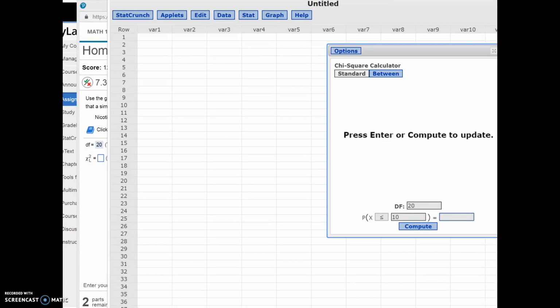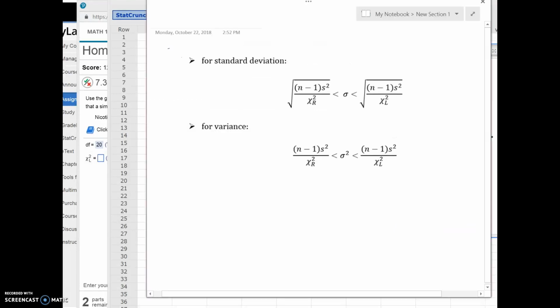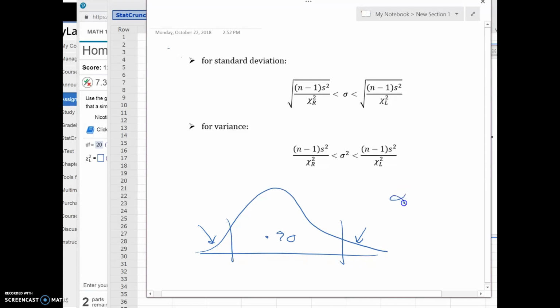And since we're using a 90% confidence interval, just like before, even though it's skewed, it's going to look more like this. You still split it up the same. You've got 0.90 in the center, and then the tails have what's left over. So your alpha would be 0.10, so alpha divided by 2 is going to be 0.05.